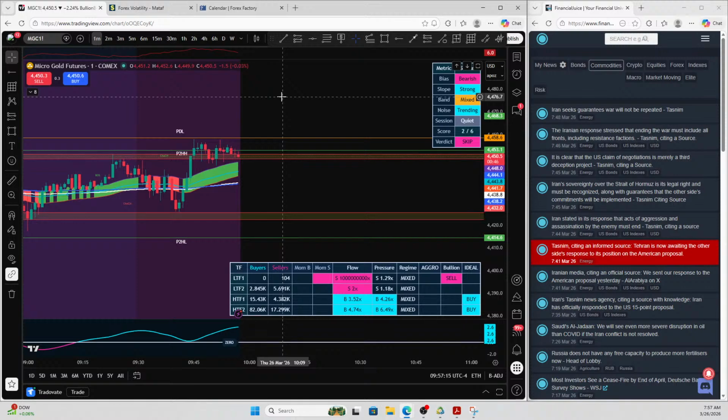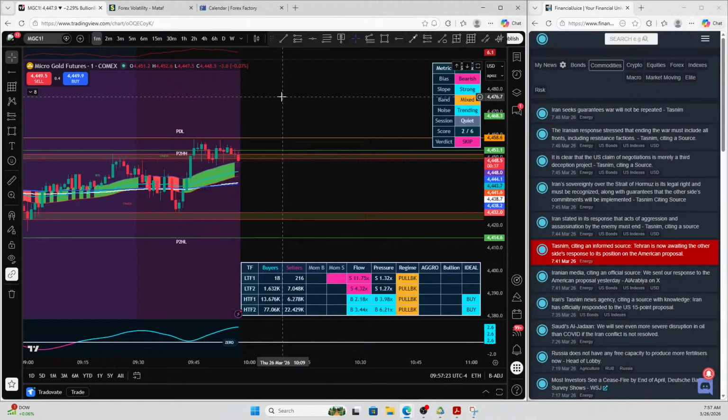Yeah, the market is a bit slow. Not a lot of movement in the market right now. It is kind of range bound. It's in range.